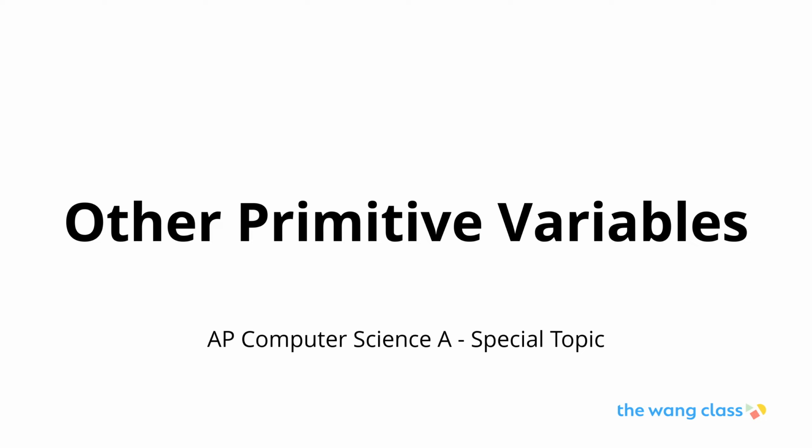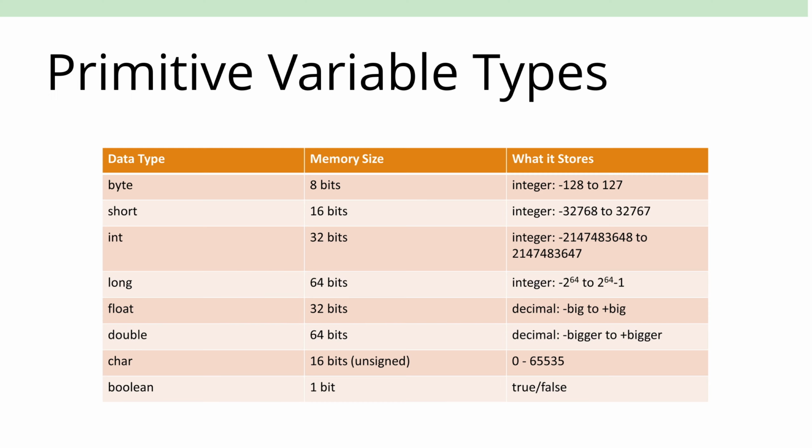Hey y'all, welcome back. In this video, we're going to be talking about other primitive type variables. So far, we've talked about int, which can store integers, double, which can store decimals, and boolean, which can store either true or false. But there are many other primitive type variables.